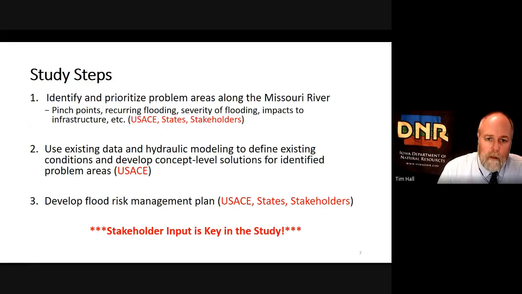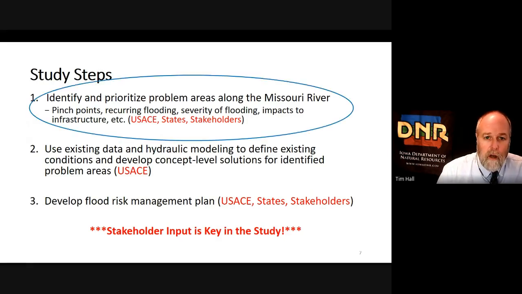Oftentimes you'll hear folks talk about stakeholder involvement. This is a project where we really need the involvement of stakeholders to help us work through particularly this area of the project right here, to identify and prioritize problem areas. We have an idea of where problem areas are. A lot of other state agencies do, but ultimately we need to be working with the stakeholders along the river, local communities, local landowners, ag producers, to figure out and identify where those problem areas are and then prioritize them so we can figure out which ones are most important to work on first.